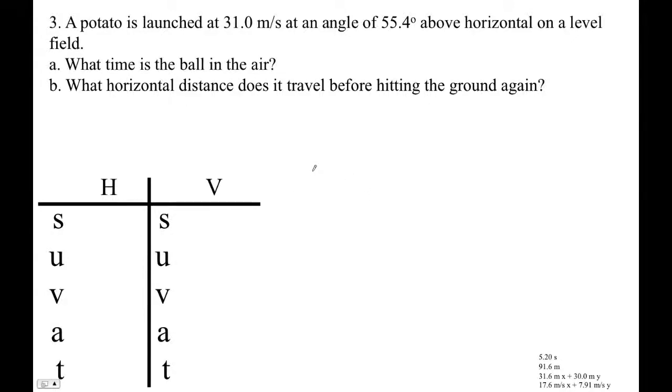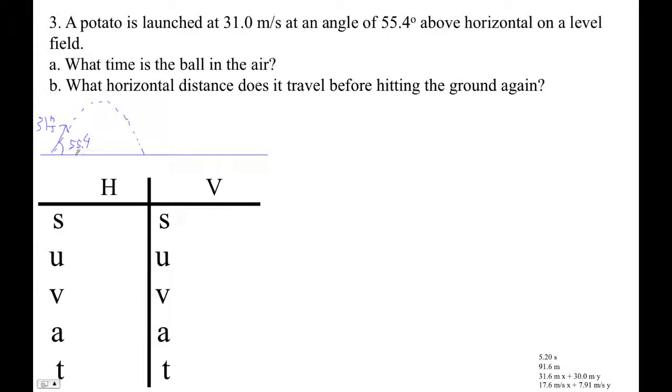Alrighty. A potato is launched at 31 meters per second at an angle of 55.4 degrees above the horizontal on a level field. What time is the ball in the air? Okay, so this is a situation like this, right? It's launching like that, and the thing's going to go in a nice high trajectory like that, right? So this is 31 meters per second, and this angle here is 55.4.